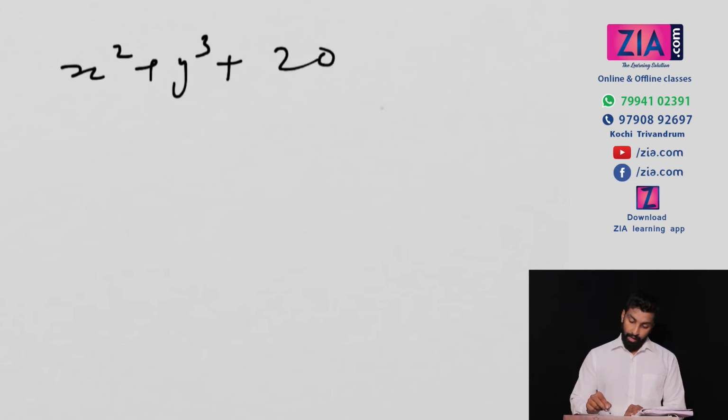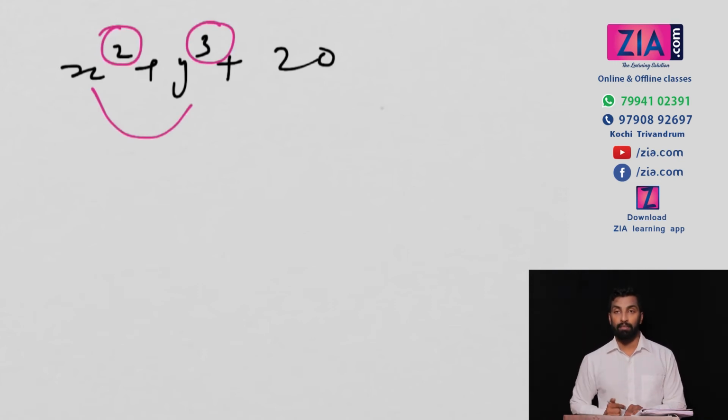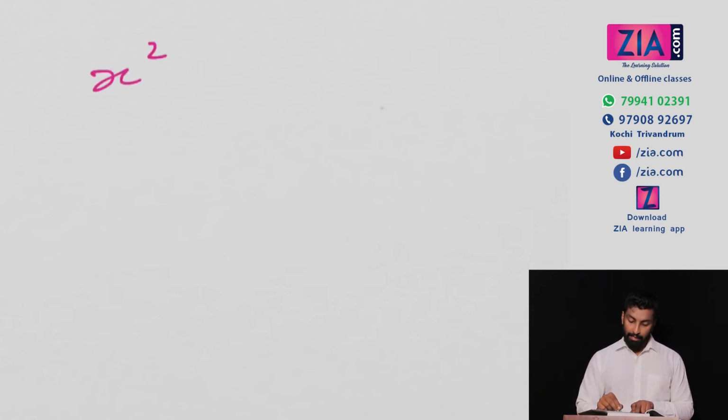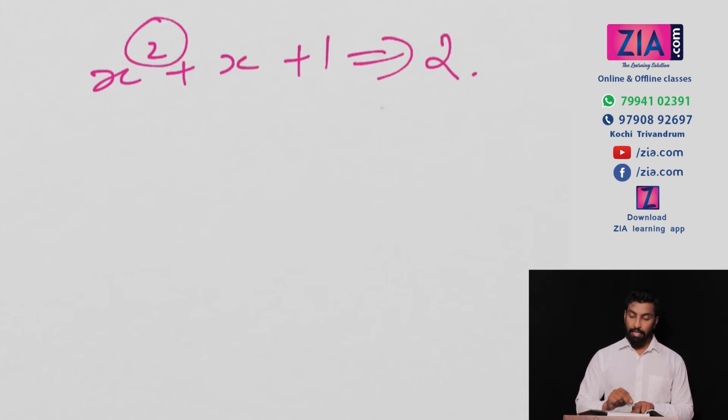Now what about x square plus y cube plus 20? Here you have no problem with the powers of the variable, but the problem is with the variable itself. You have two variables, so this can't be a polynomial in one variable. Now what do you mean by degree of polynomial? Degree of polynomial is basically the highest power in the polynomial. So what is the degree of this polynomial x square plus x plus 1? Degree is 2, this is the highest power.